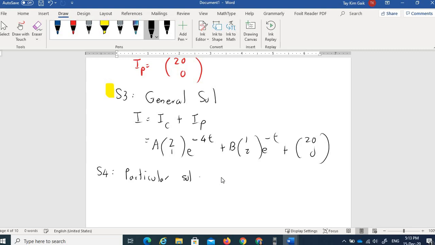Okay, for the particular solution, take notes. You must insert your initial condition, which means t equal to 0, I1 equal to 0, I2 equal to 0, into the general solution.